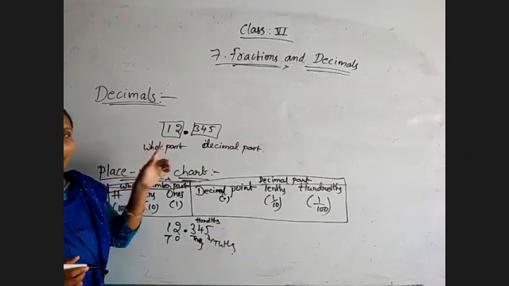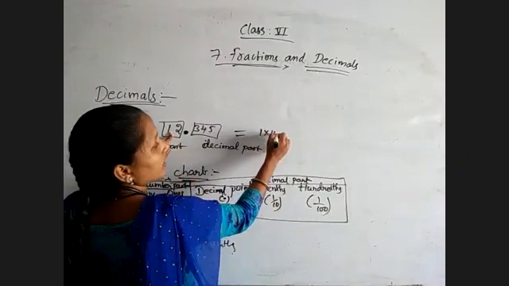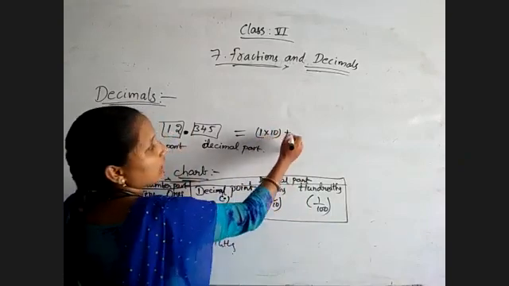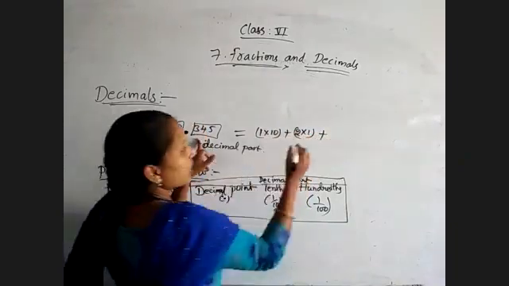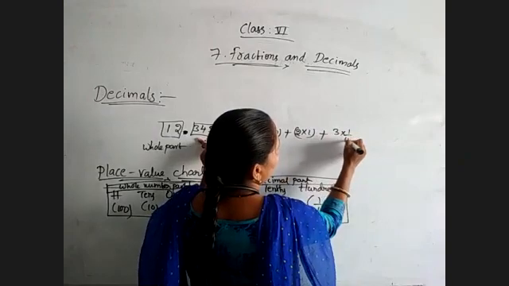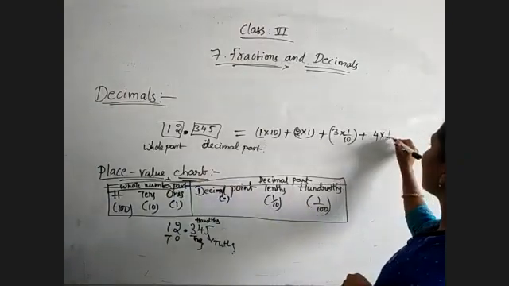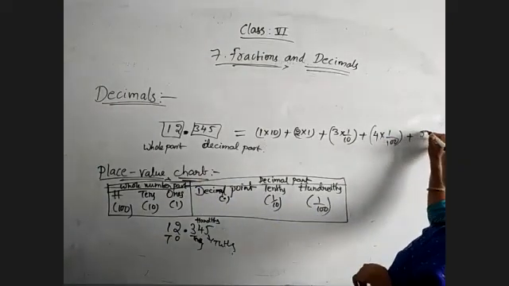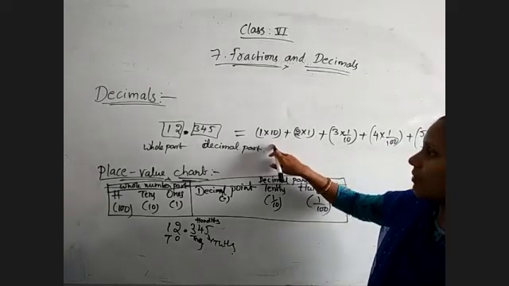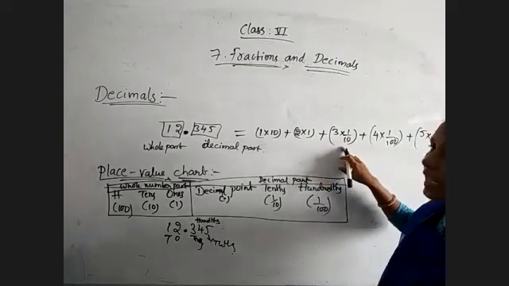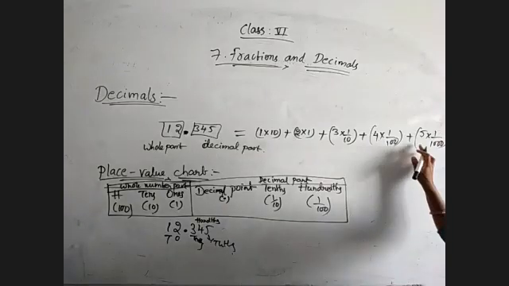While we are writing the expanded form, 1 is in the tens place, so 1 into 10, plus 2 is in the ones place, so 2 into 1, plus 3 is in the tenths place, that is 3 into 1 by 10, otherwise 3 by 10, plus 4 into 1 by 100 plus 5 into 1 by 1000. That means in this number 2 ones are there, 1 tens, 3 tenths, 4 hundredths, and 5 thousandths are there.